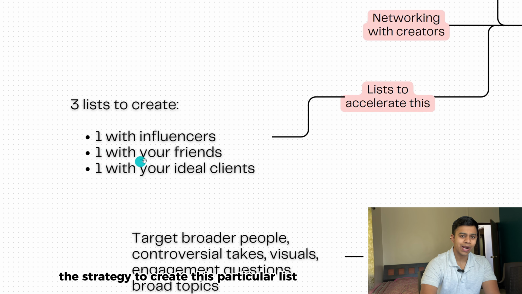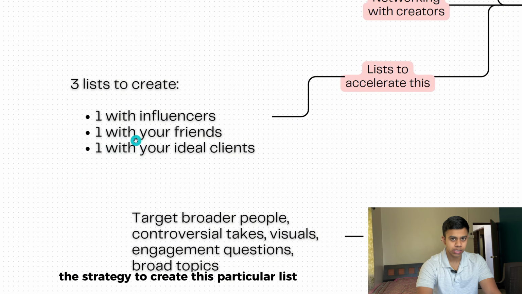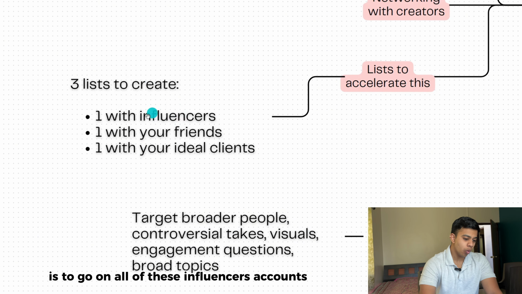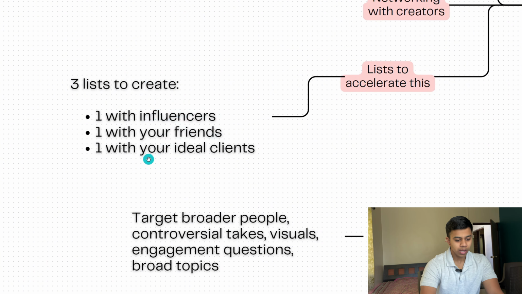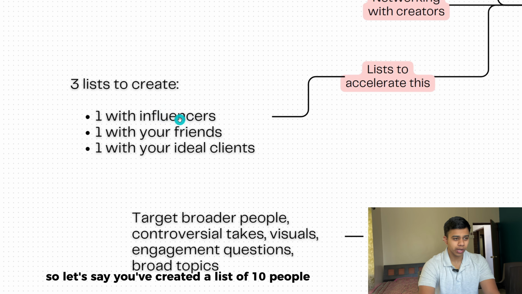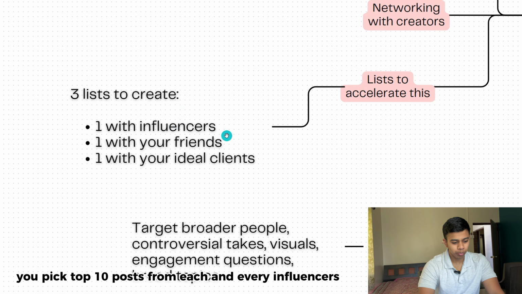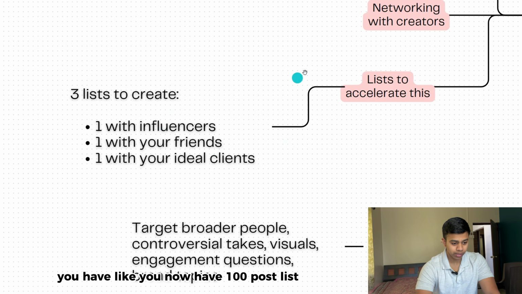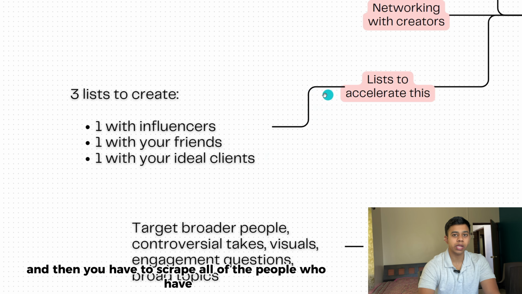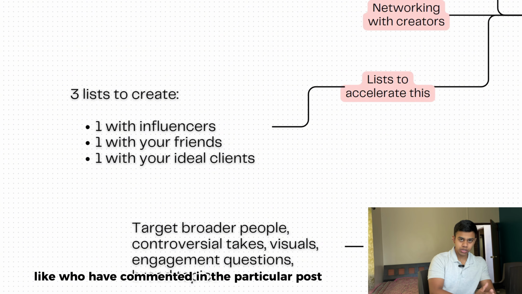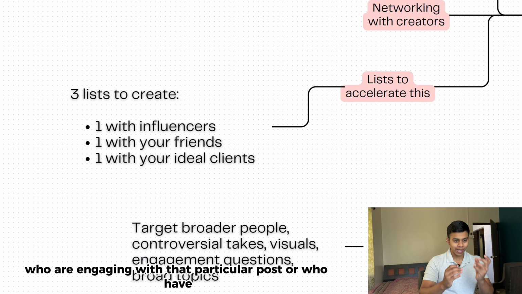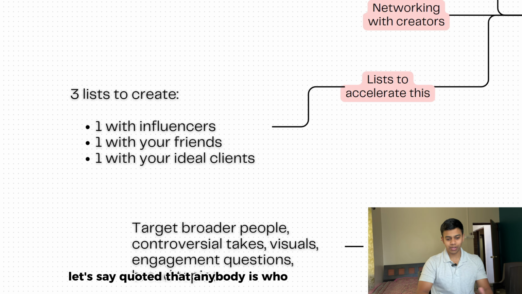So the strategy to create this particular list is to go on all of these influencers' accounts and pick their, let's say, top 10 posts. So let's say you have created a list of 10 people. You pick the top 10 posts from each and every influencer. You now have a 100-post list. And then you have to scrape all of the people who have commented on the particular post, who are engaging with that particular post, or who have, let's say, quoted that.